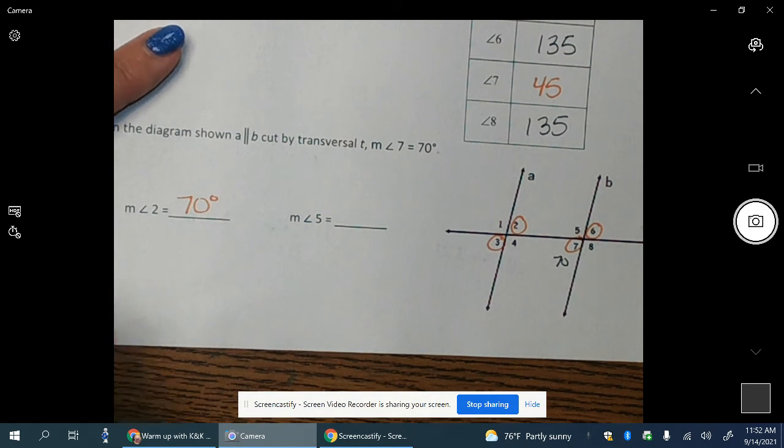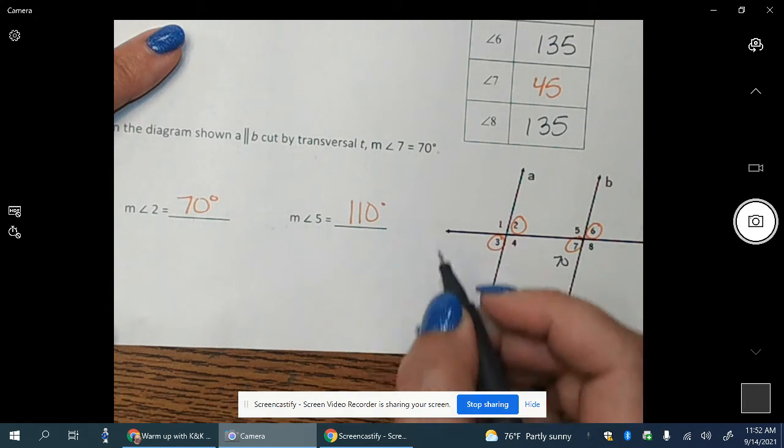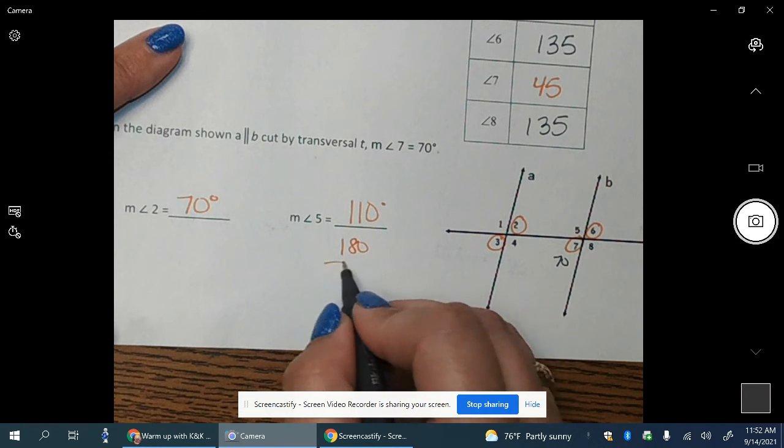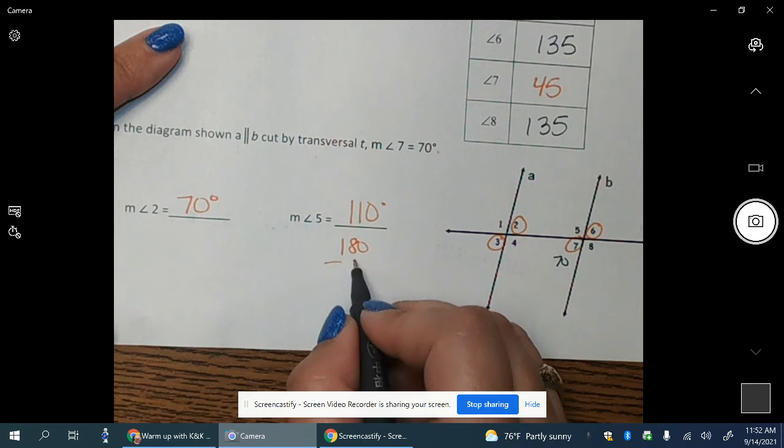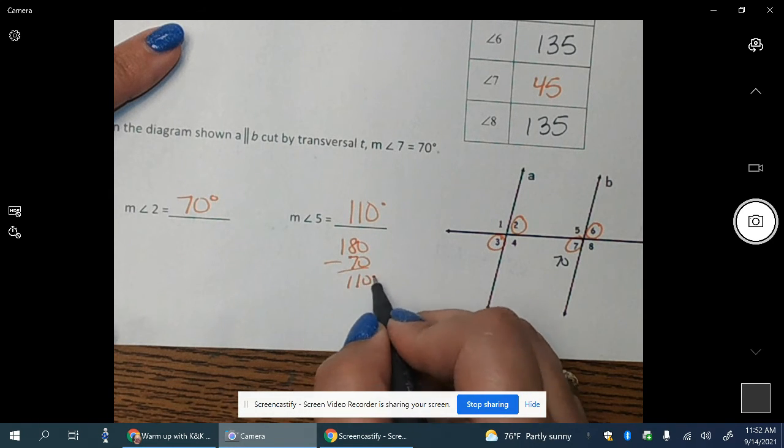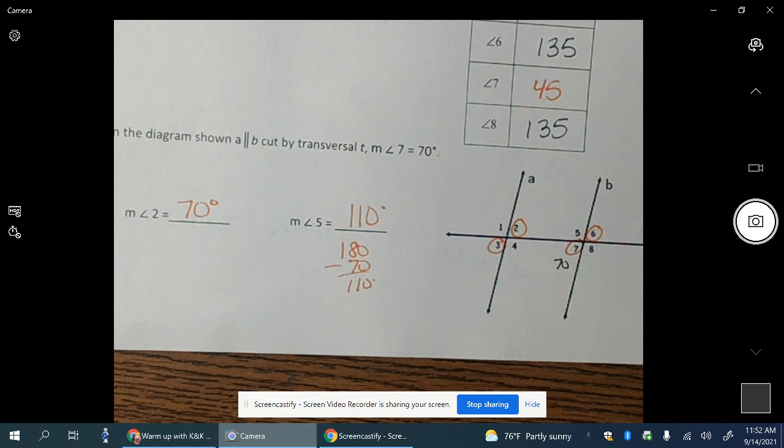Okay, and how did you get that, Brandon? You're correct. 180 minus 70 is 110. Okay? So as long as you label your picture in the beginning to figure out which one's corresponding, which one is congruent, then the other ones you're just subtracting from 180. And that's it. Everybody okay? Okay, what are we confused about? Who said no? Alejandro, you doing okay? All right.